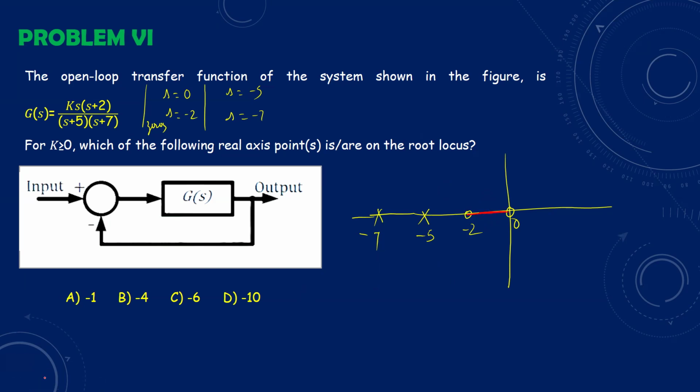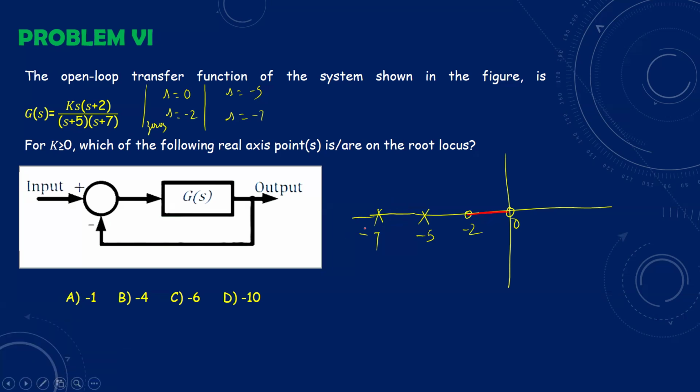Then if we choose the test point between -2 and -5 and look at the right side, there will be two roots. It is even, so we eliminate that; there will be no root locus on these points. If we choose the test point between -5 and -7 and look at the right side, there are three roots, which is odd. So we conclude that between -5 and -7, the root locus lies on the real axis.